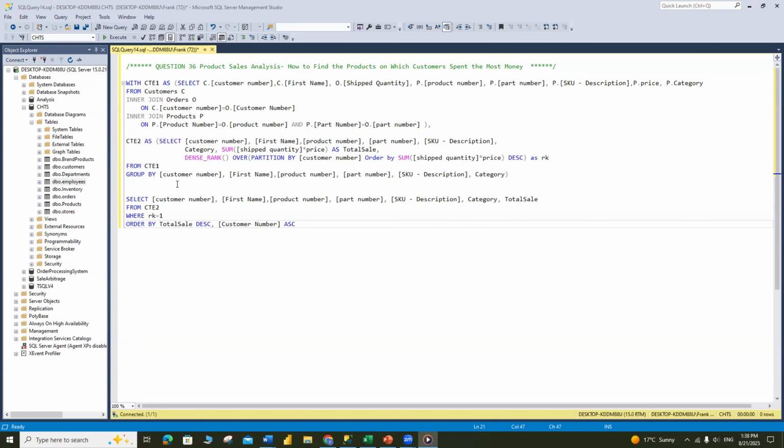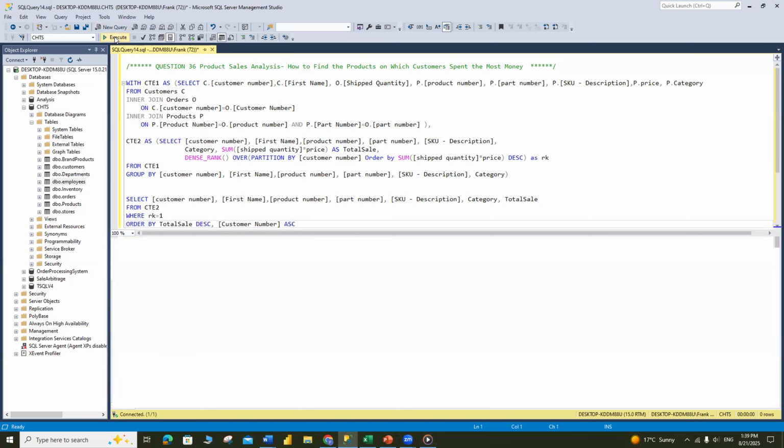Step 3. Filtering for top products. We only select rows where the rank RK equals 1, meaning to keep only the top products. For each customer, if a customer has two products tied for first place, both appear. Then we order the final result, first by total sale descending, meaning biggest spenders on top, then break ties by customer number. When executed, this query returns 165 rows.